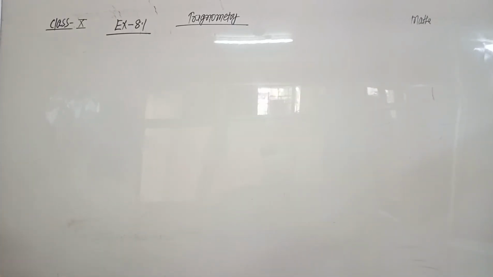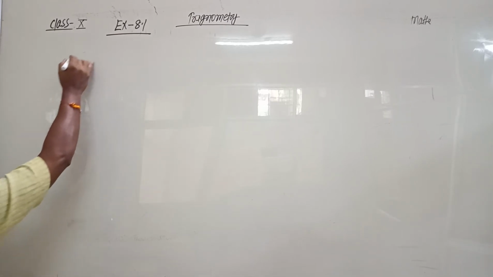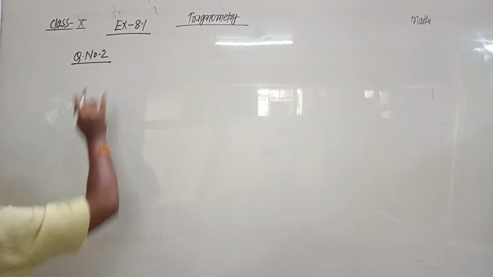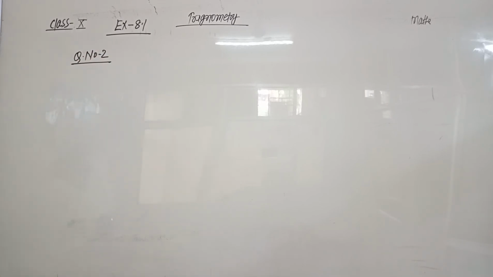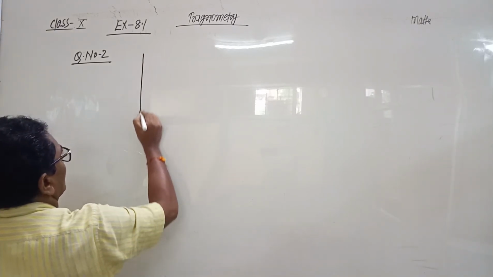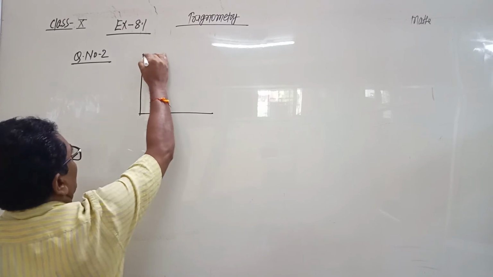Now let us see question number 2. The figure is given for this question. Question number 2. We are given a right triangle PQR, right angle at Q.